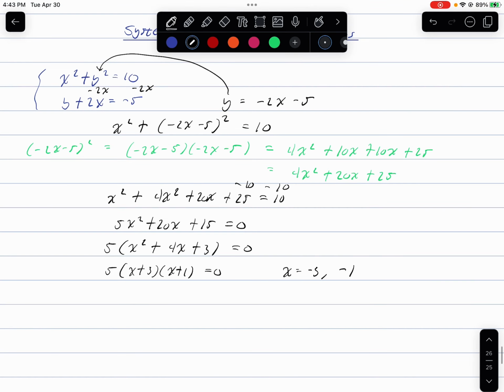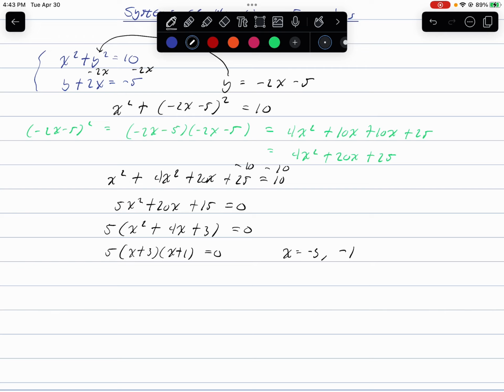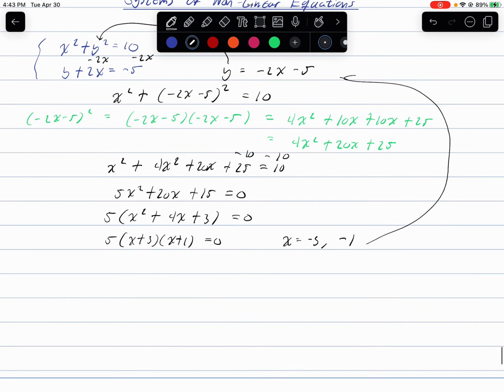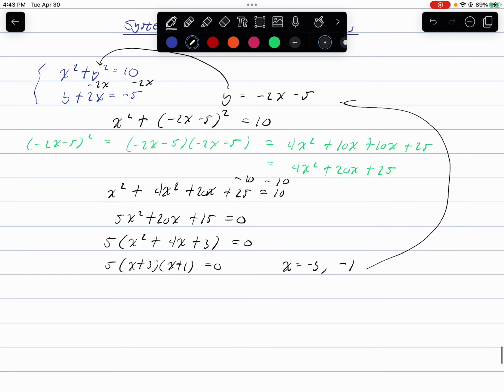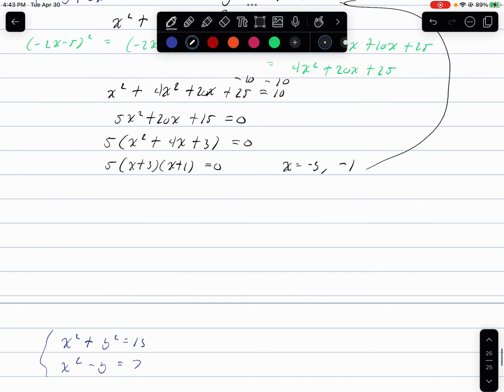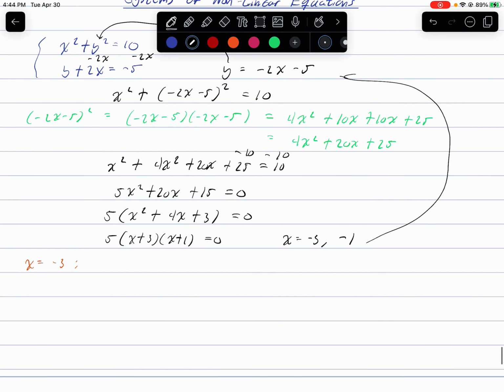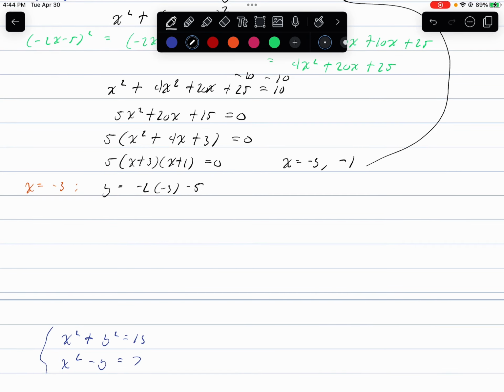What we can do now is take these values and plug them right back in up here to y equals negative 2x minus 5. If we start with x equals negative 3, we'll have y equals negative 2 times negative 3 minus 5. Negative 2 times negative 3 gives us positive 6. So we have 6 minus 5, which is 1. So one of our points is going to be the point negative 3, 1.